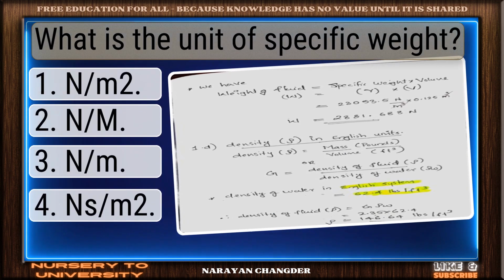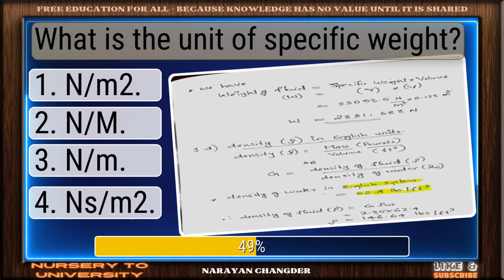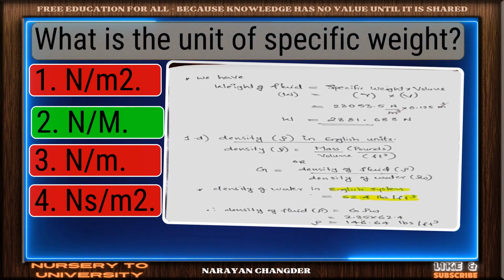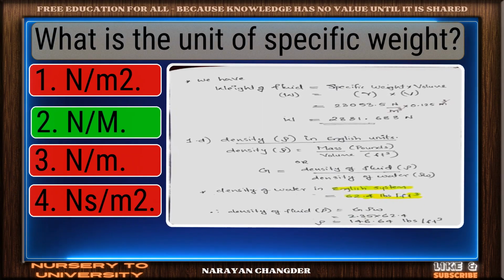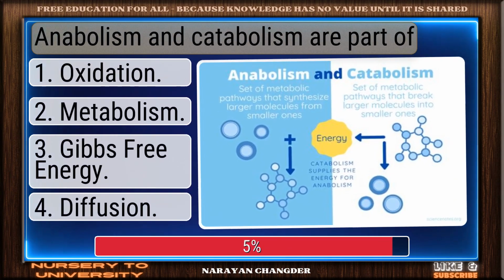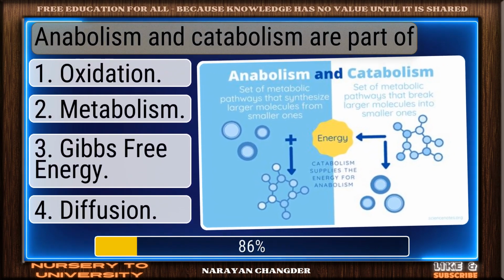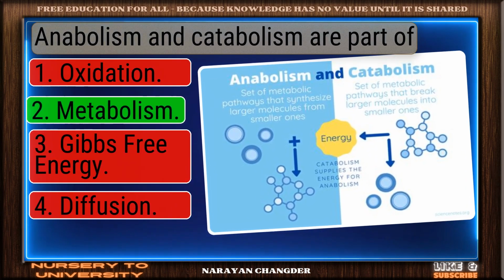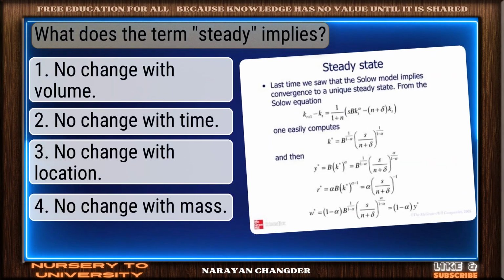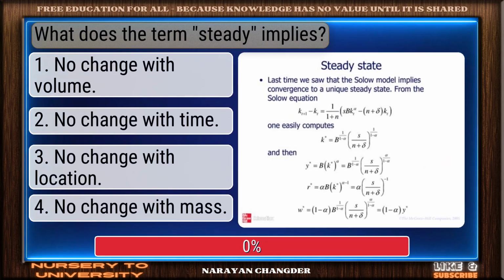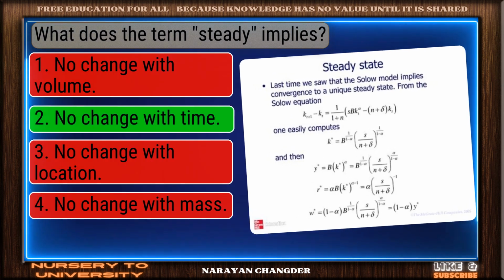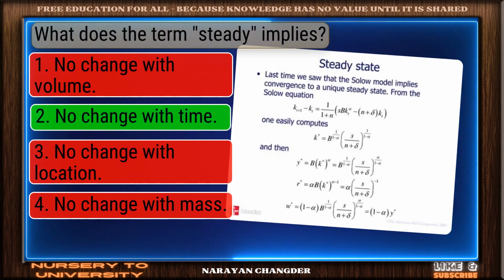What is the unit of specific weight? Well reasoned. N/m³ is the correct choice. Anabolism and catabolism are part of. Well done. Metabolism is the right choice. What does the term steady imply? Right again. No change with time is a valid answer.